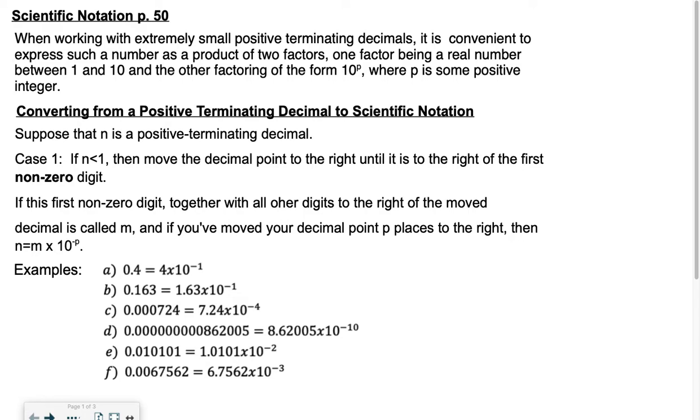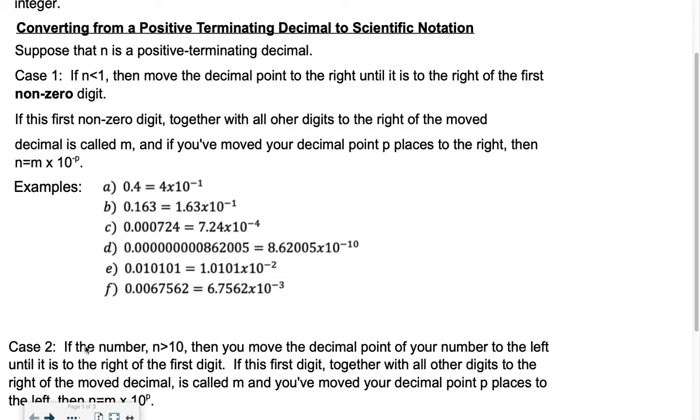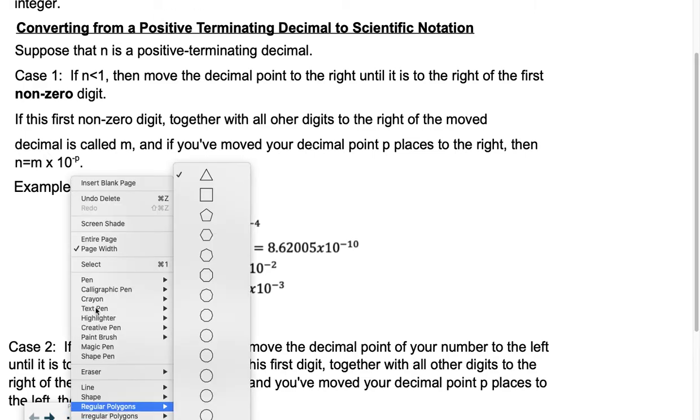Suppose that n is a positive terminating decimal. If n is less than 1, we're going to move the decimal point to the right of the first non-zero digit. As you can see, in the first few examples here, all of my numbers are less than 1. So we want our decimal point to be to the right of the first non-zero digit. Taking a look at our examples, I'll work you guys through. Right here we have 0.4, which is going to be, let me just get my pen.